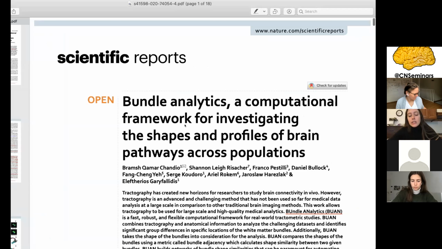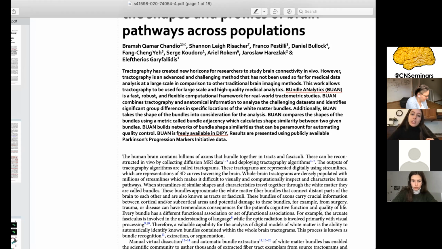It is a proposal for a new computational framework for the investigation of the shape and the profile of brain pathways across different populations. It is called bundle analytics. It is a tool that is freely available in the IPI. As many technical papers do, there is a first part in which the technical part is outlined, and then in a second part, the authors tested their tool on a data set, so we can see both of them. I'll start with the technical part.